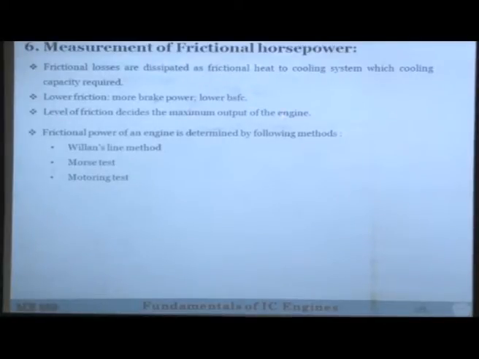So the level of friction decides the maximum output of the engine, and there are three ways you can use to determine the frictional horsepower. What are these three tests? One is called Willans line test. The second test is called Morse test, and the third test is called motoring test. These are the three tests that I will introduce to you today.